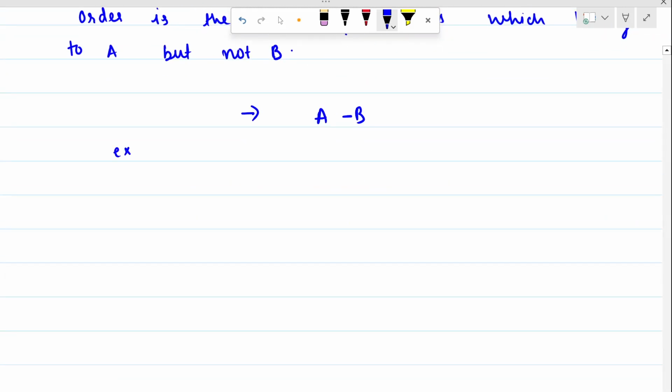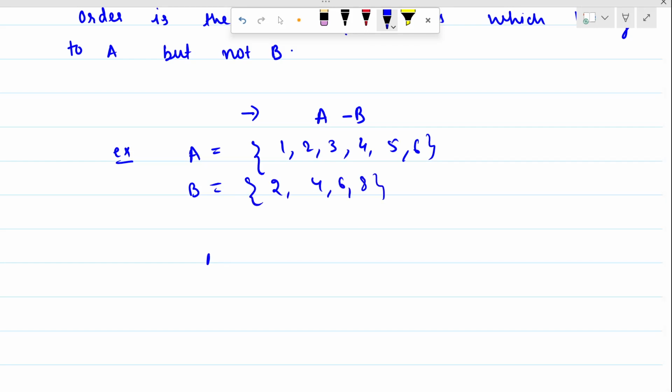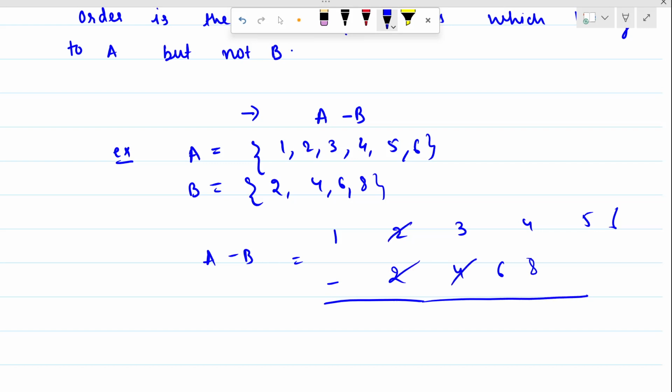For example, A is a set which contains 1, 2, 3, 4, 5 and 6, and B is a set which contains 2, 4, 6, 8. So A minus B will be 1, 2, 3, 4, 5, 6 minus 2, 4, 6, 8. This is the minus sign, and 2 cancels out, 4 cancels out and 6 cancels out. So remaining is 1, 3 and 5. So A minus B is 1, 3 and 5.